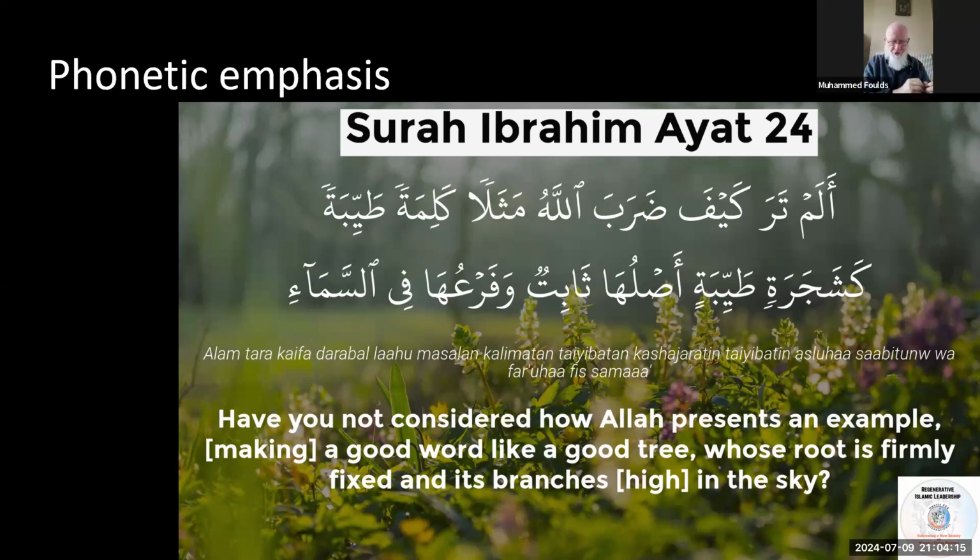And with the bad tree, there's no ikhfa, which means that the ikhfa is absent. So the noon is pronounced, which means that after the noon, there has to be a stop. There has to be an abrupt end. It's not flowing properly. You can't go through the ayah smoothly as with ayah 24.